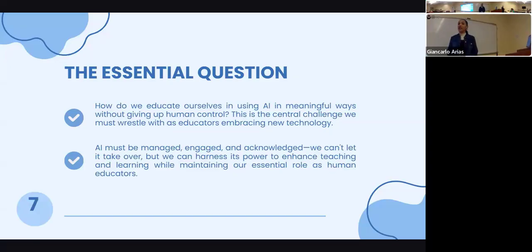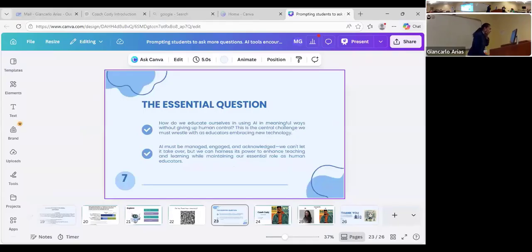So as educators, we're gonna have to educate ourselves, of course, how to use AI in meaningful ways. Once again, it has to be managed and acknowledged, and we have to continue to stay in control of it. So with that being said, we're gonna do something really quickly, if I can find it.